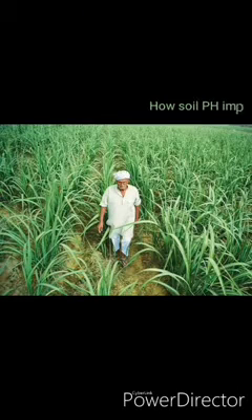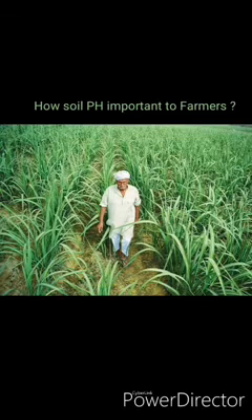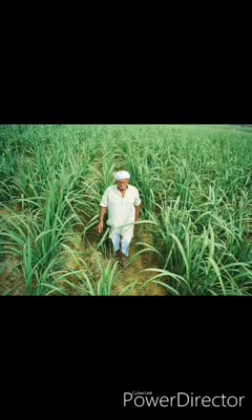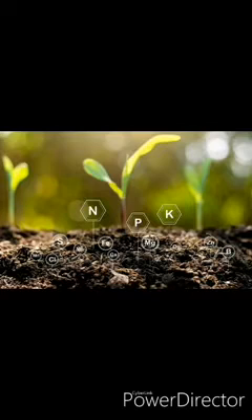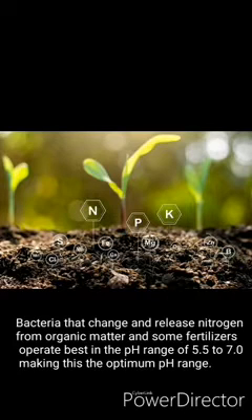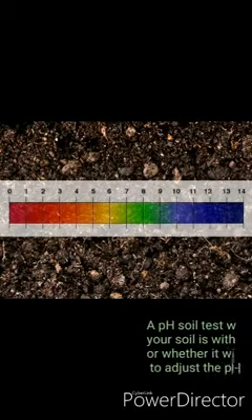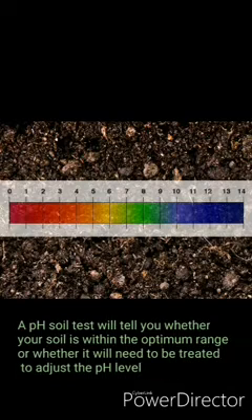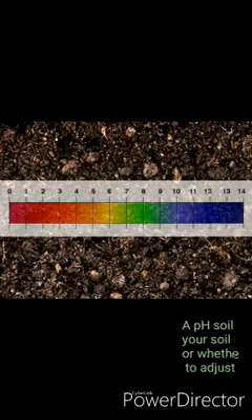Now the question, how soil pH is important to farmers. Soil pH can affect plant growth in several ways. Bacteria that change and release nitrogen from organic matter and some fertilizers operate best in the pH range of 5.5 to 7.0, making this the optimum pH range. A pH soil test will tell you whether your soil is within the optimum range or whether it is needed to be treated to change its pH.